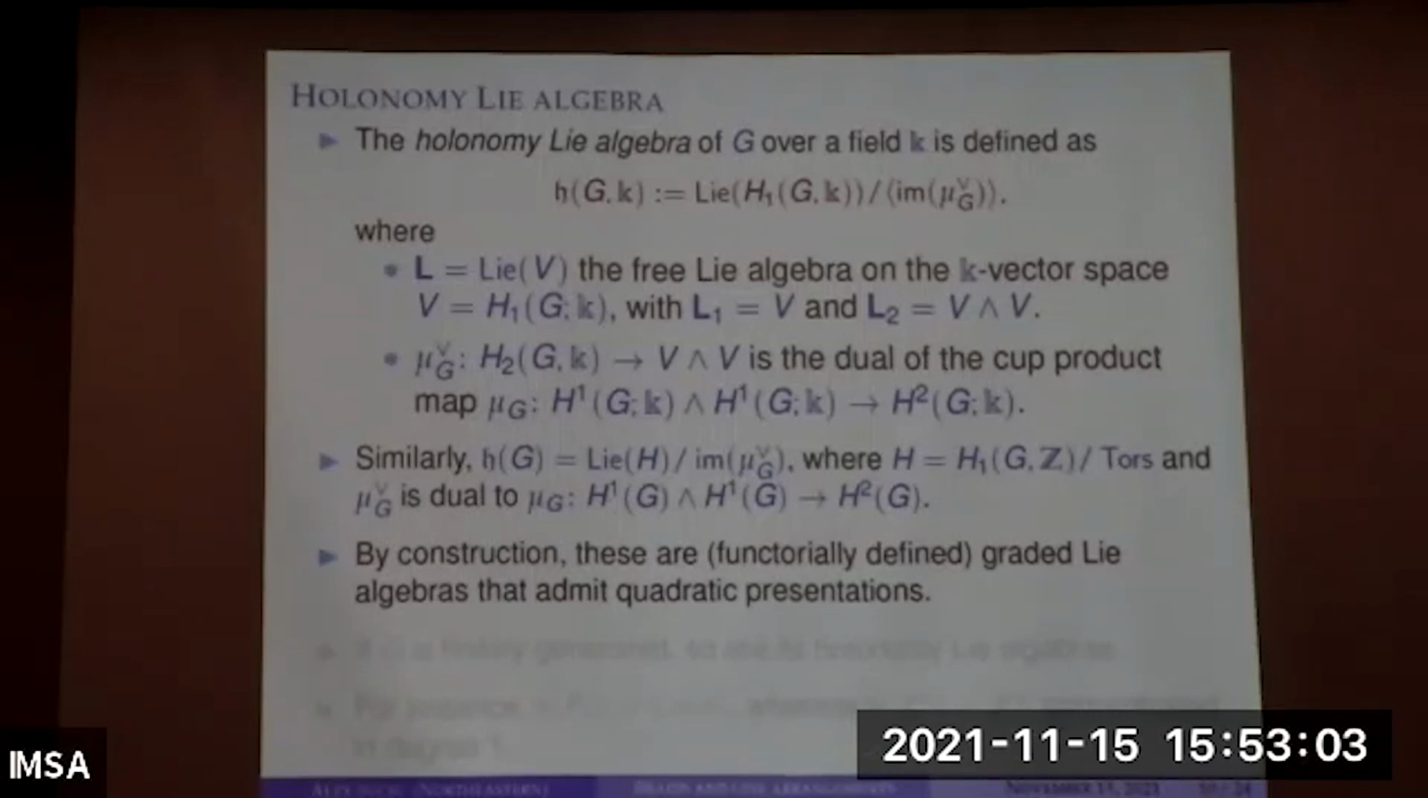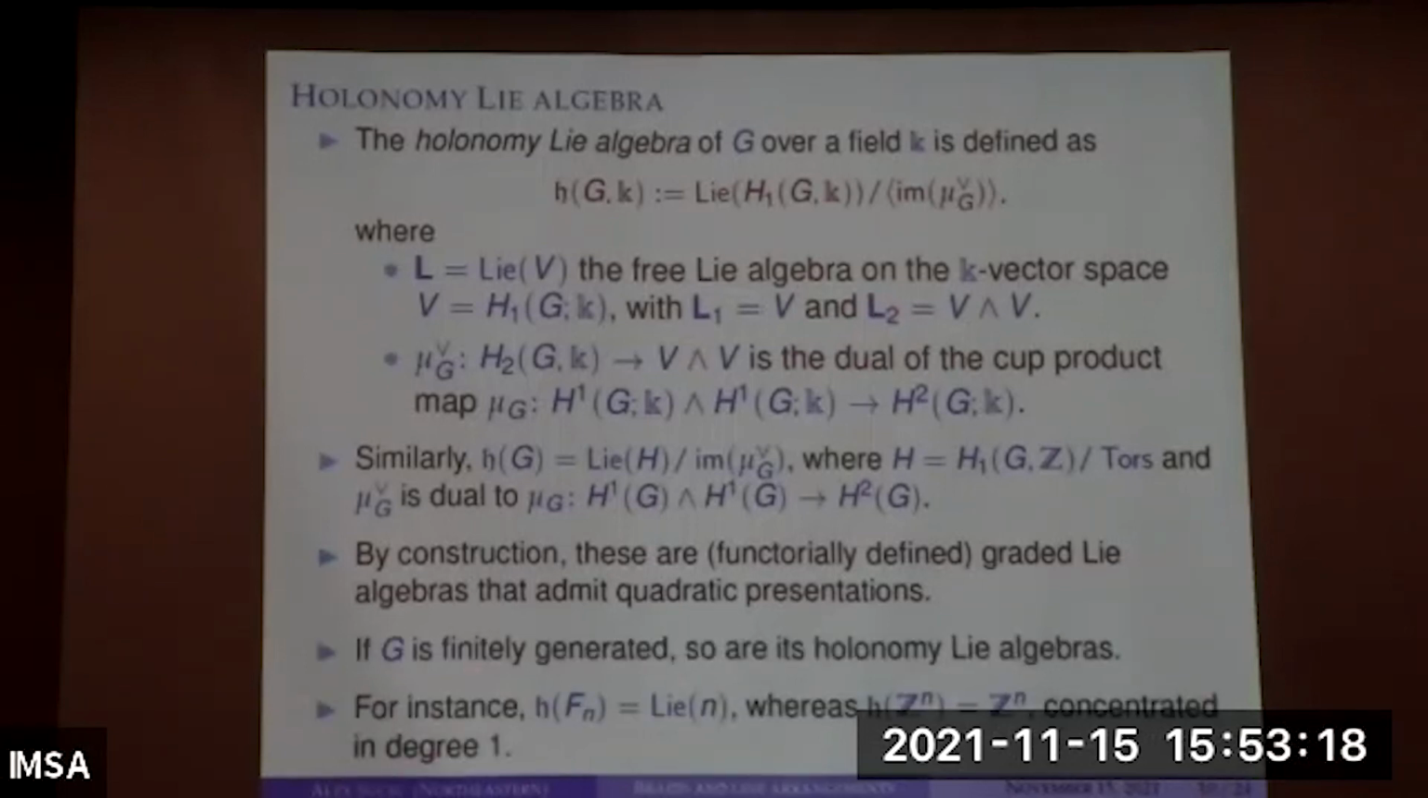They are quotients of the free Lie algebra where the homogeneous ideal is a quadratic ideal, sitting in degree 2. So this is a quadratic algebra, and if G is finitely generated, so are these algebras. So for example, for the free group, you get again just the free Lie algebra. If G equals Z^n, you get Z^n in degree 1.